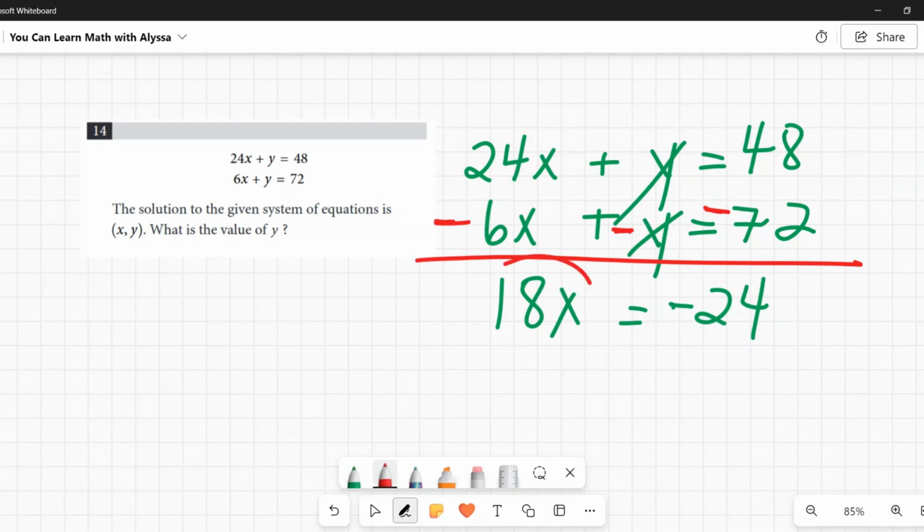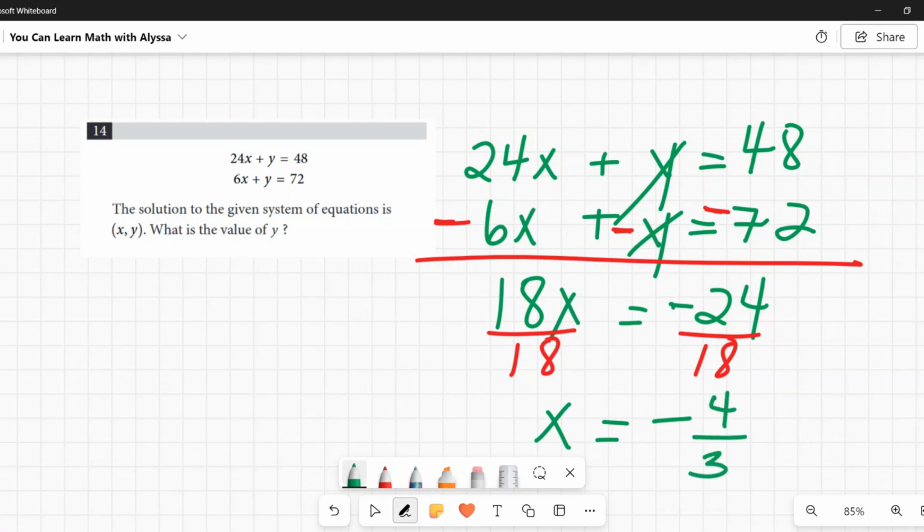So if I undo this 18 times x by dividing by 18, then I get that x is equal to -24 divided by 18, or we can simplify that to -4/3, because 6 goes into both of those. Okay, so now I know x is -4/3. I can plug it into either one of these, either one I want. I'm going to go for the 6x plus y equals 72.